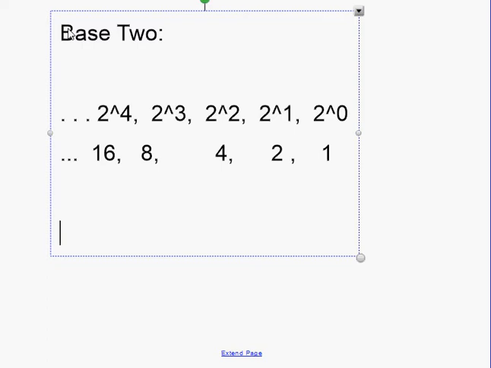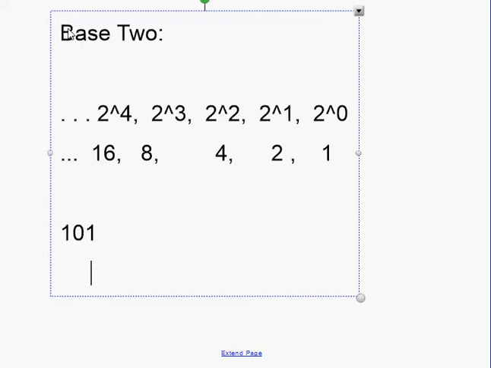This means that we have 1 times 2 to the second plus 0 times 2 to the first plus 1 times 2 to the 0, which would equal 4 plus 0 plus 1, or the number 5 in base 10. So recalculating 101 base 2 into base 10, it would name the number 5.